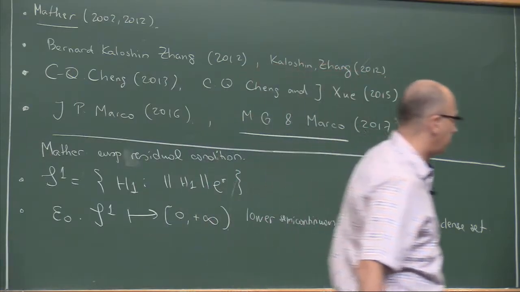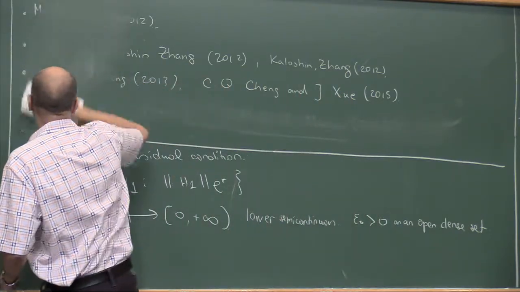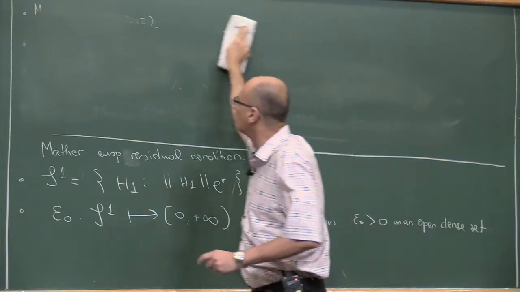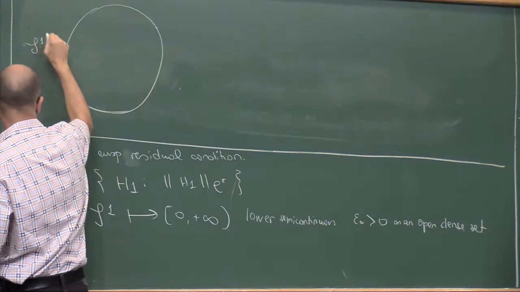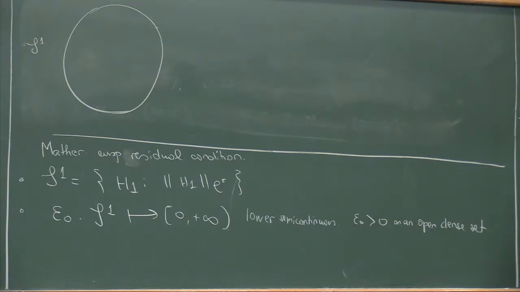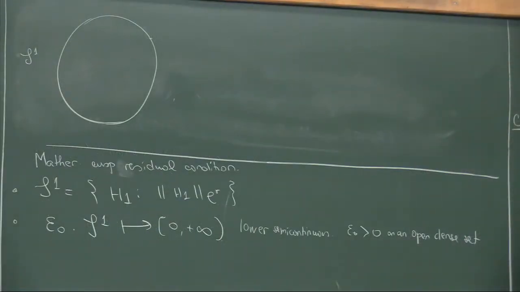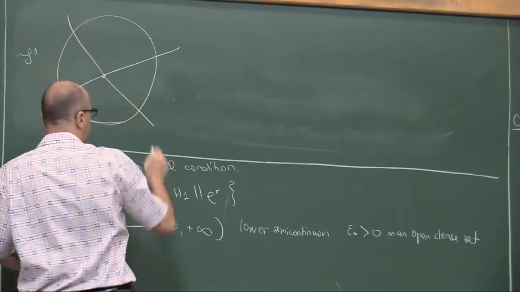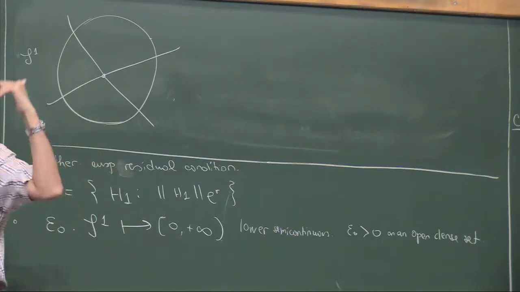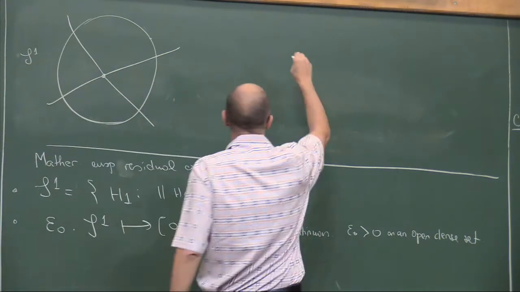Let me draw a picture at this point. This is the sphere of normalized perturbations. And what do you do first? You have to eliminate some bad directions. If your perturbation happens to be in one of the bad directions, you cannot achieve diffusion. So you have to eliminate a bunch of directions, and what you're left with are the good directions on the sphere. These good directions form an open dense set. So why do you need to eliminate some directions?